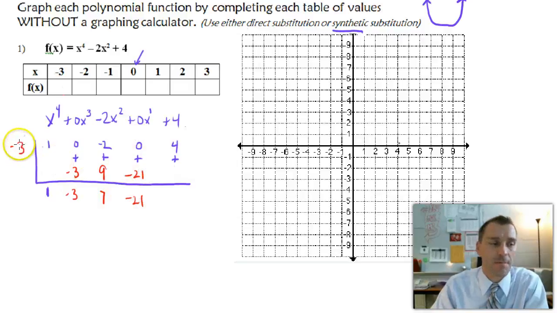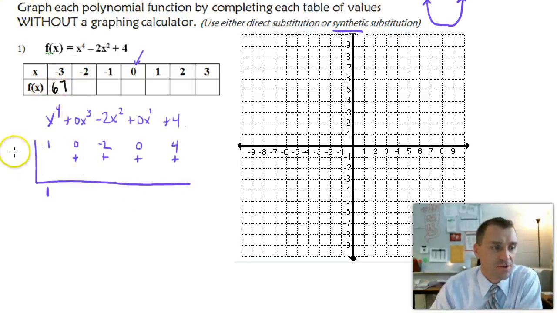Bounce past for the last time. Negative 3 times negative 21 gives me positive 63. And I add these together, and it gives me 67. Beautiful. So one of my actual points is negative 3, 67. Beautiful. So let me clear this out.